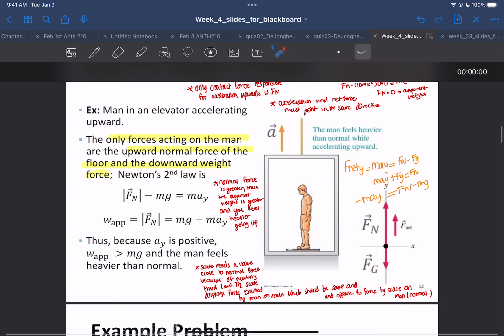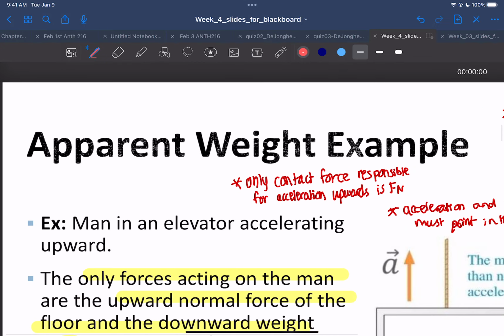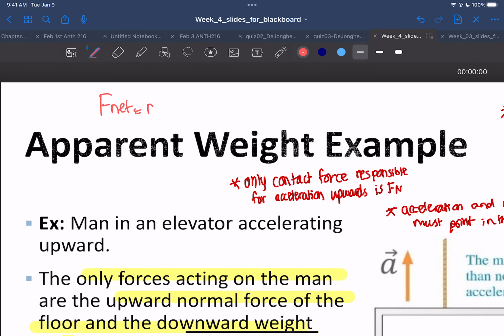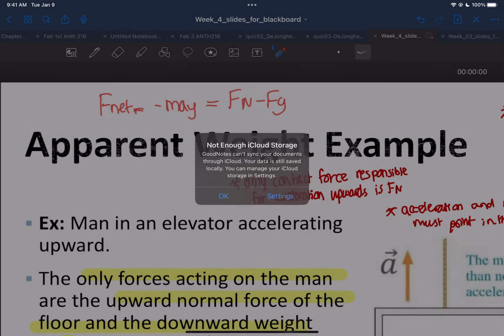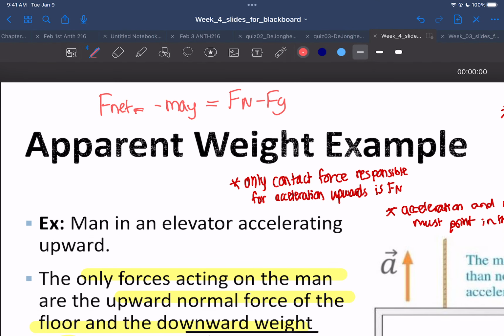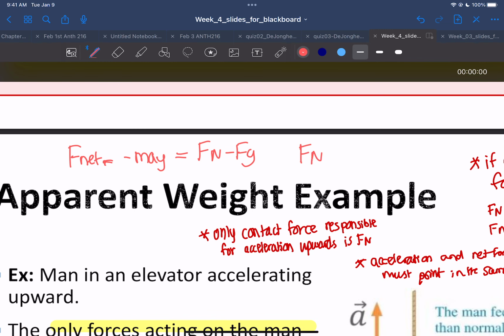Now the opposite would be true. If you were moving downwards to where F net is equal to MAY and your AY is negative, so the whole thing would be negative MAY, to give you a negative net force pointing downwards, then that same Fn minus Fg, because remember, we're just thinking about this like if you were to step on a scale, then Fn minus Fg, if we rearrange it, we can see that Fn is equal to Fg minus MAY.